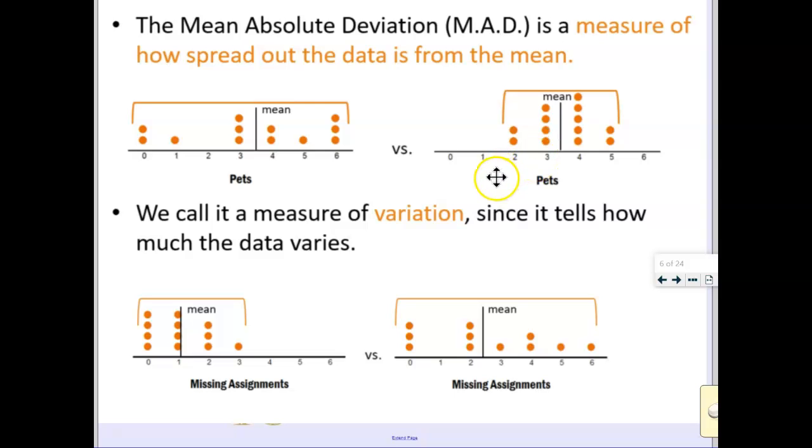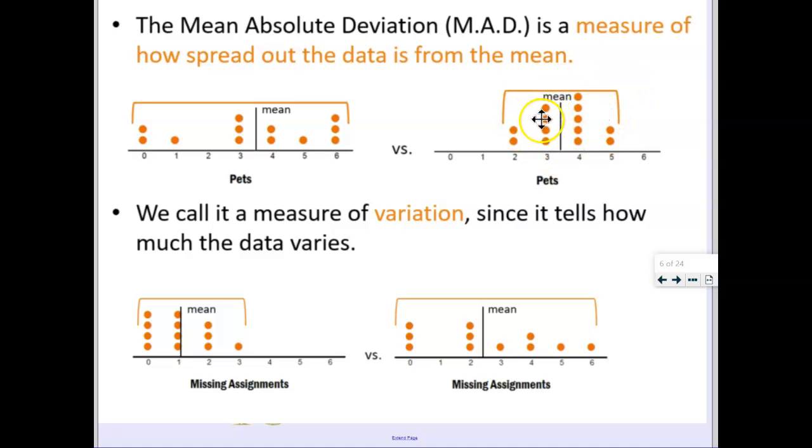Okay, so we can use a dot plot to compare these two groups as well. Here's a different graph, number of pets. This group has number of pets right here, and the average is 3.5. And this group has number of pets with an average of 3.5 too. But if we look, this is way more spread out. This is closer together. So the MAD, the mean absolute deviation, tells us how spread out the data is from the mean. Is it really spread out like this, or is it bunched around the mean like this?